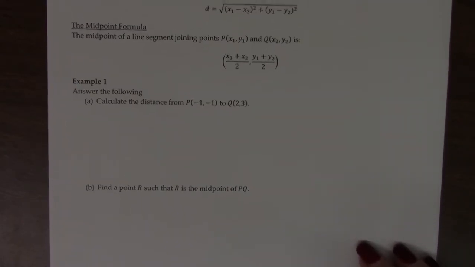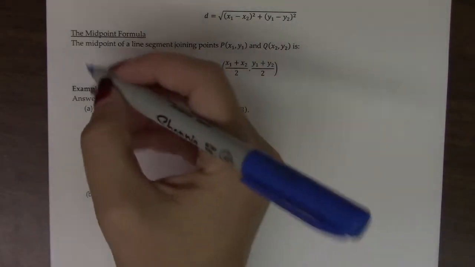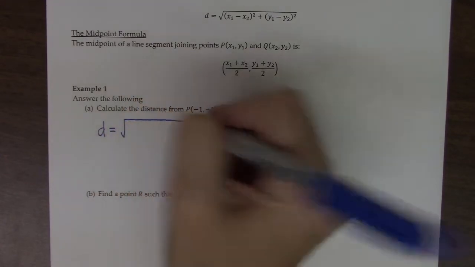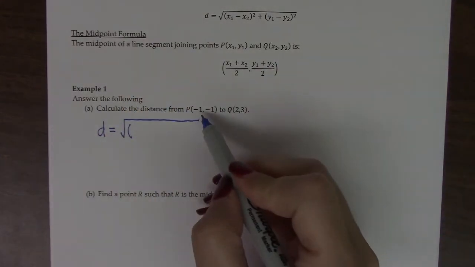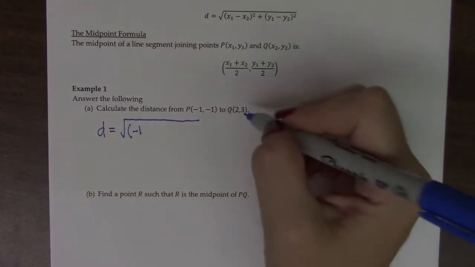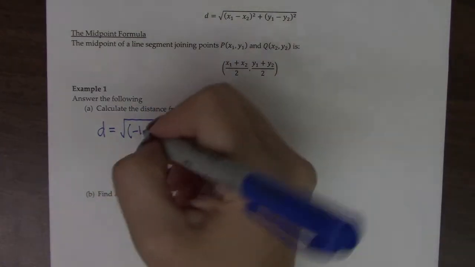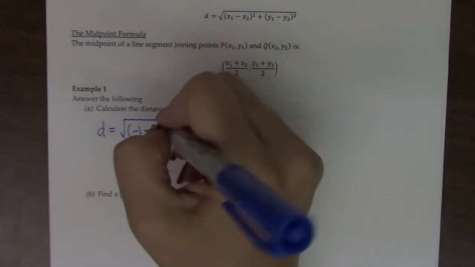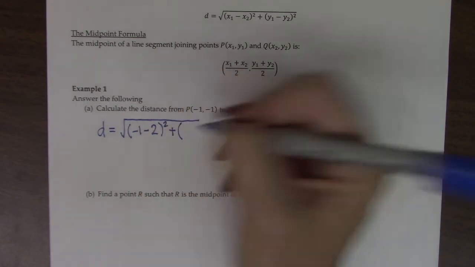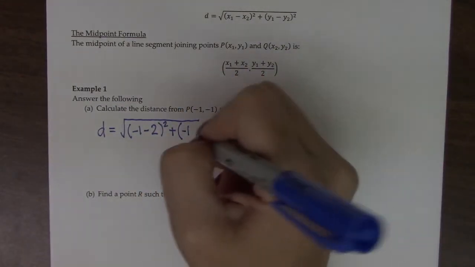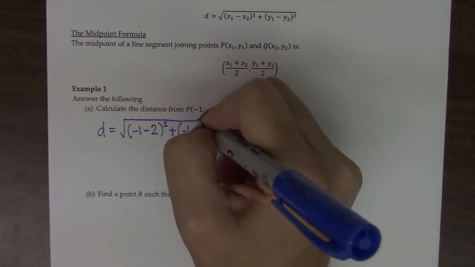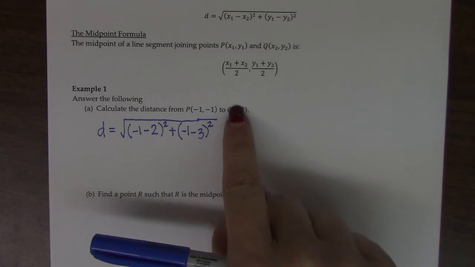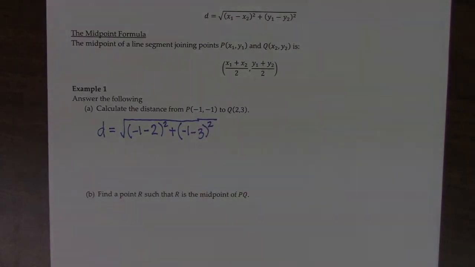If I use my distance formula, that's right here, we know that the distance, the first x coordinate is -1. The second x coordinate is 2, so it's x1 minus x2, and that's going to be squared. Then we add that to -1 minus 3, squared. It doesn't matter which point you designate as x1, y1, or x2, y2. We just want to make sure we're consistent with our notation.